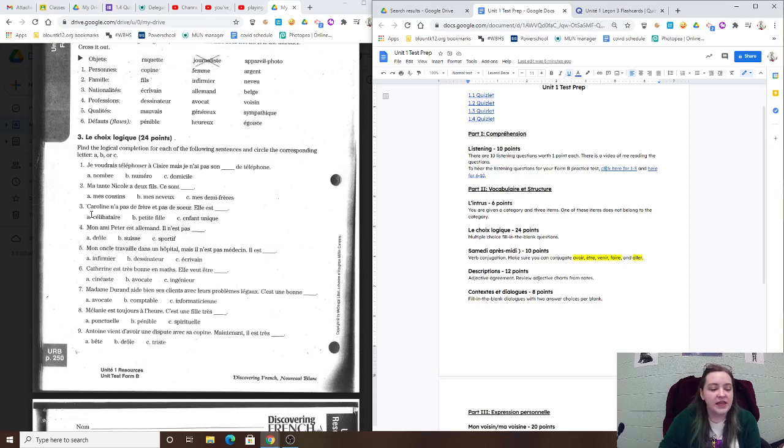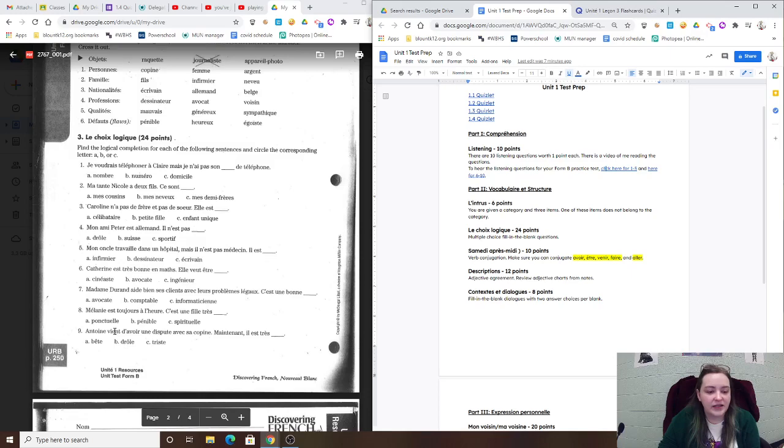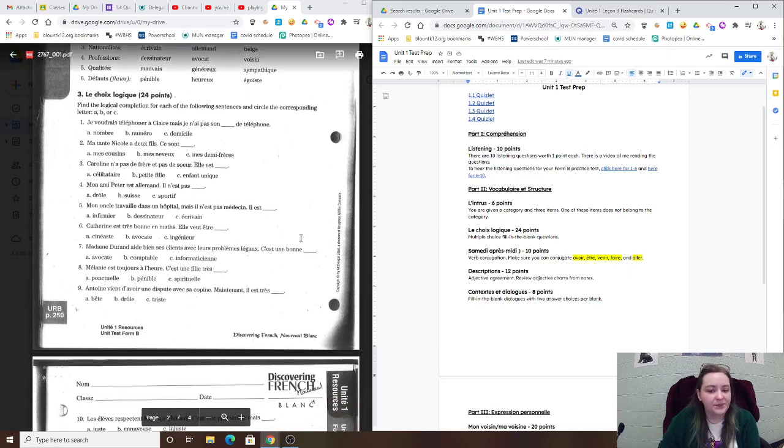So, for instance, Caroline n'a pas de frères et pas de sœurs. So Caroline doesn't have brothers or sisters. Elle est célibataire means single, petite fille means granddaughter, and enfant unique means only child. We have no way of knowing if she's single or a granddaughter. I mean, she most certainly is a granddaughter, but that's not what the rest of the sentence has anything to do with. The rest of the sentence is telling us she doesn't have siblings. That means she's an only child, enfant unique. So I recommend going through translating some of these, making sure you understand what's going on.